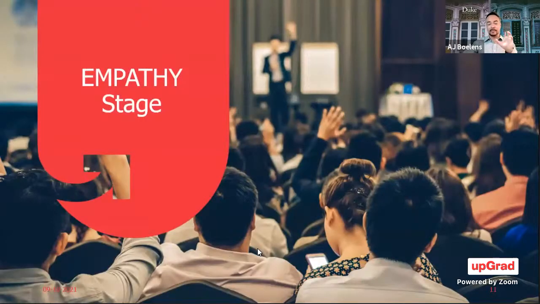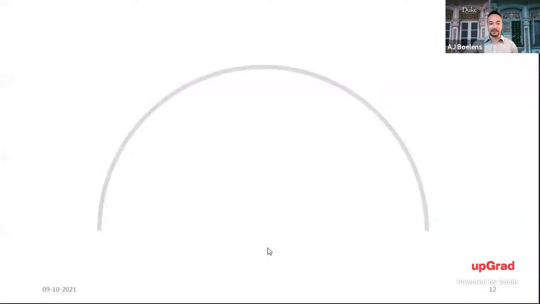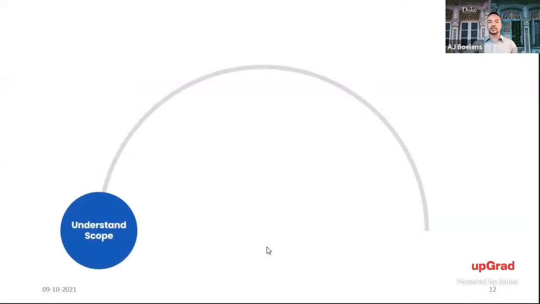Now, let's look a little bit more in depth into the empathy stage. So it really starts off with understanding scope. And what I mean by this from a product management point of view, yes, you're going to need to understand your users and do the research. You also need to generate products.